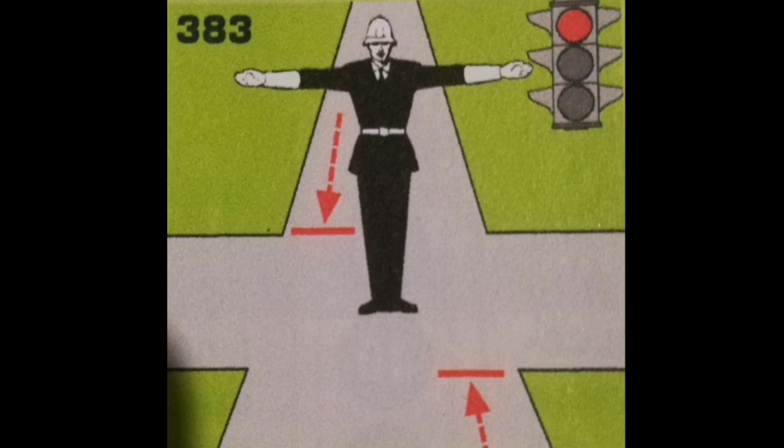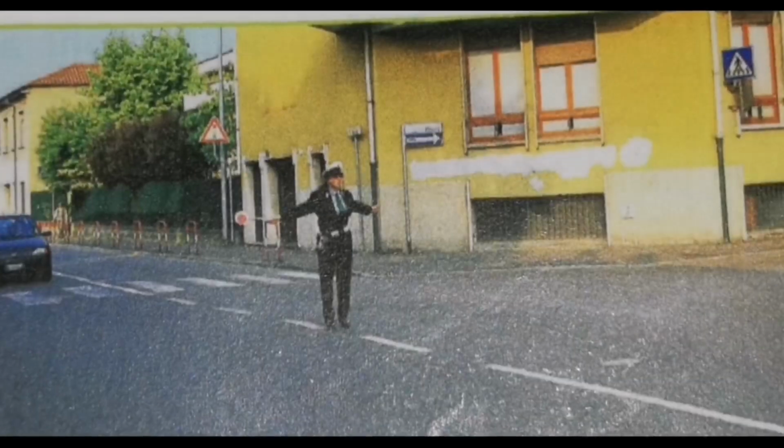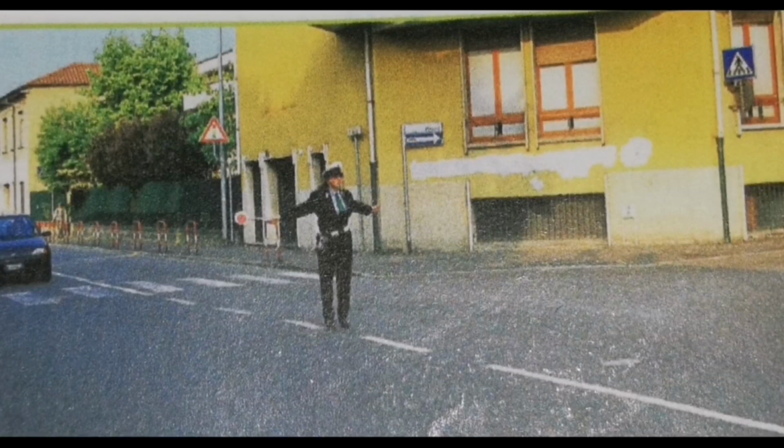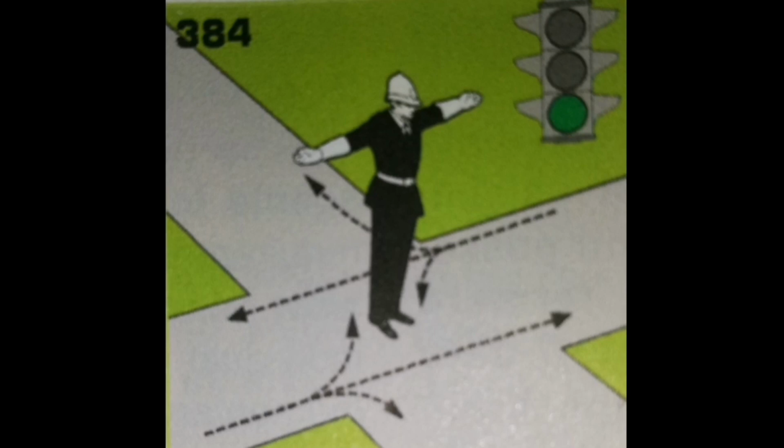Meanwhile the two vehicles coming from his right and his left have green, so they can now go. Just like this, you see the vehicles at his back, they stop. In this case, it is the same thing. Vehicles from the right and the left can go in every direction.